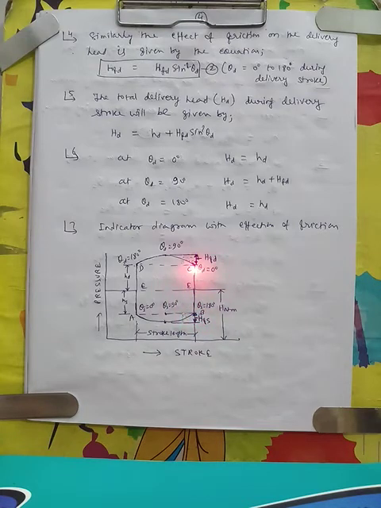Similarly, during the delivery stroke, at the start it is HD, and slowly from 0 to 90 degree of the delivery stroke the head will rise up to HD plus HFD, and again from 90 degree to 180 degree it will reduce and come back to HD. So this is the sine square curve. This is the actual diagram when we add the effect of friction, means we are adding the effect of friction to the ideal indicator diagram.